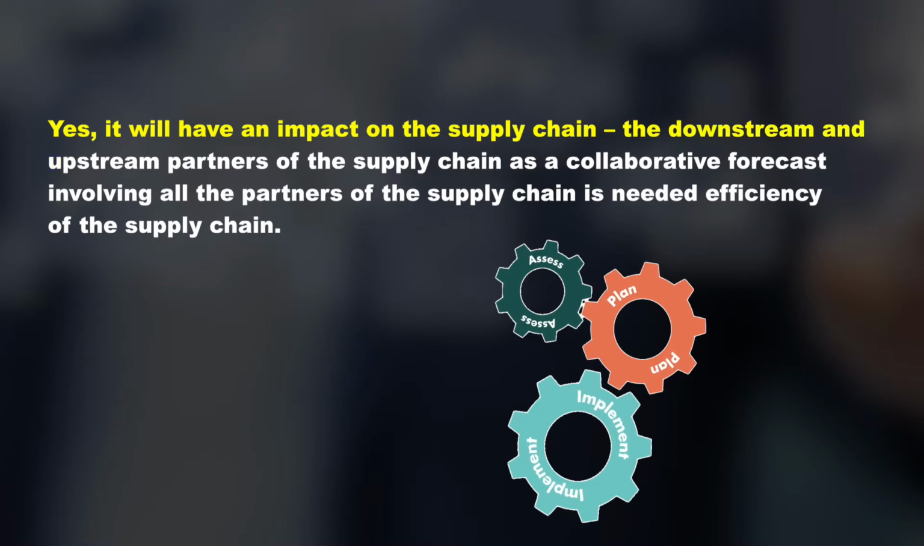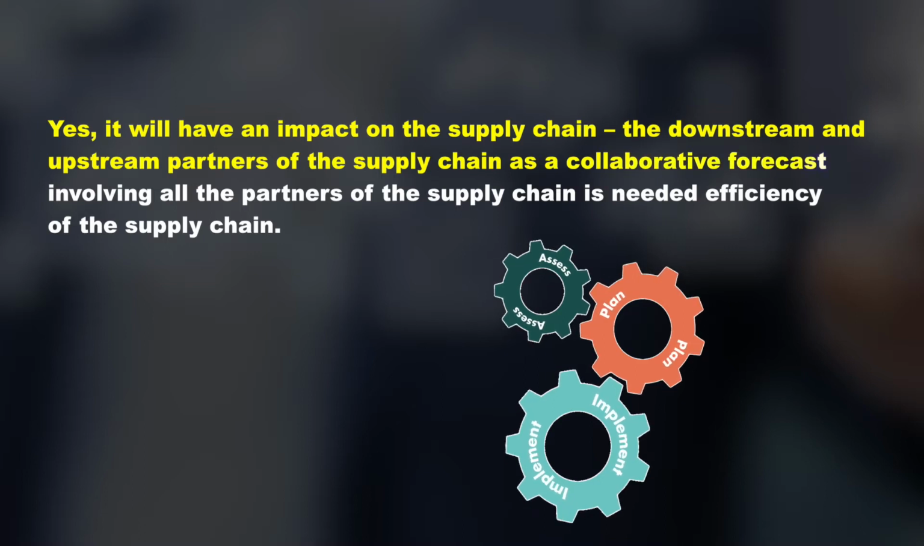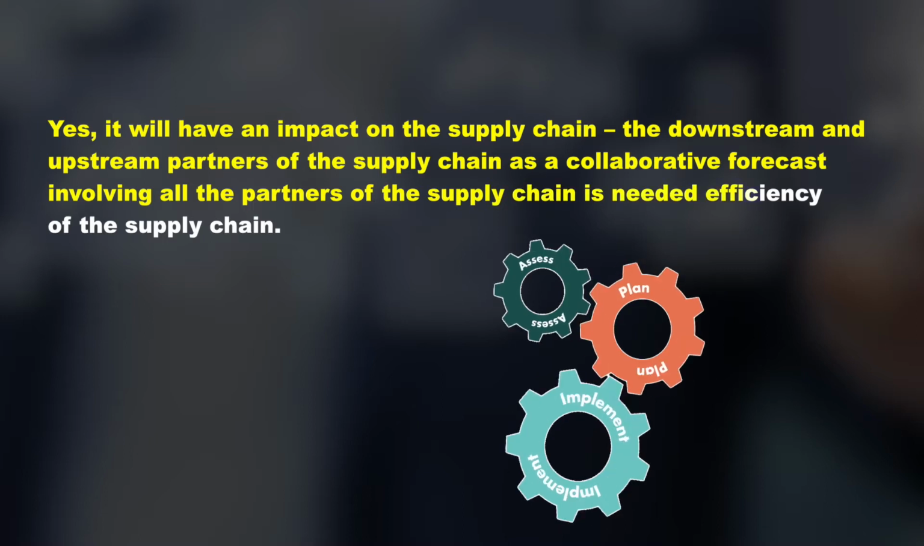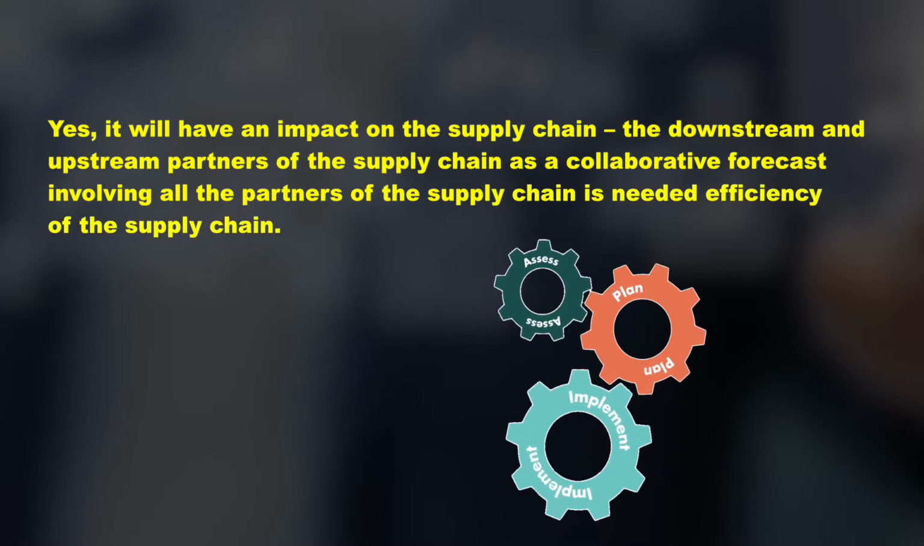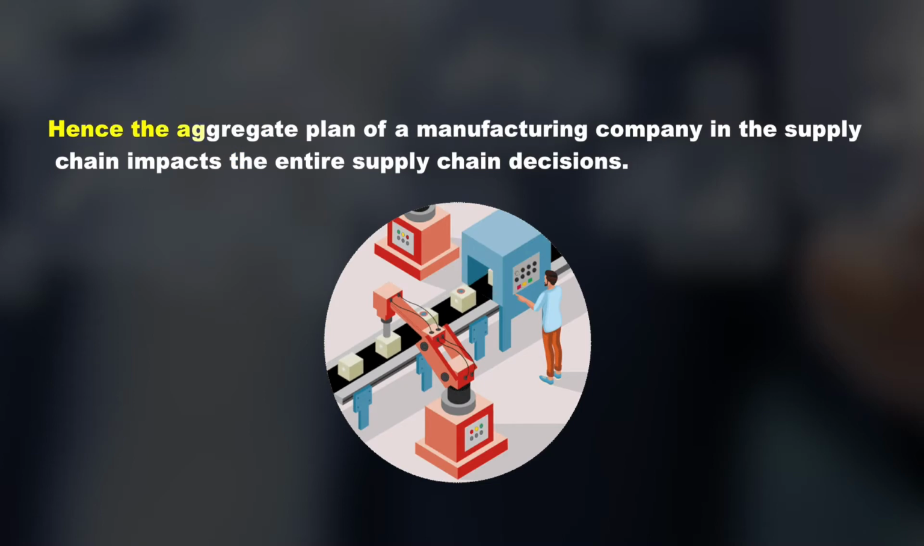The downstream and upstream partners of the supply chain are going to have an impact because of the collaborative forecast they do in determining the demand for the supply chain to increase its efficiency. The demand of the downstream members of the supply chain determines the forecast of the production plan. The production plan of a manufacturing company will define the demand of the supplier of the supply chain. Hence, the aggregate plan of a manufacturing company in the supply chain impacts the entire supply chain processes.